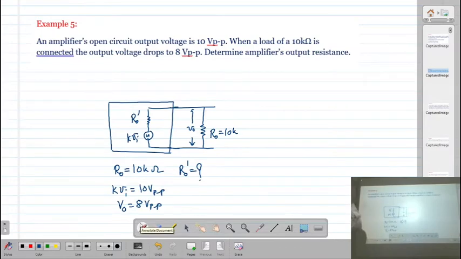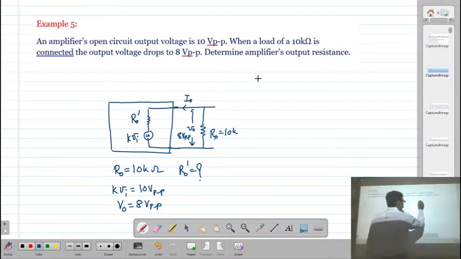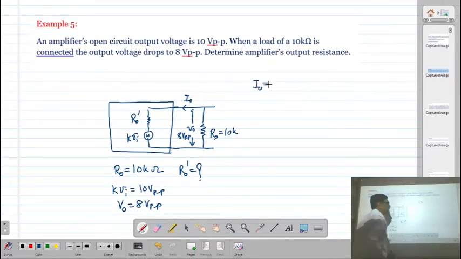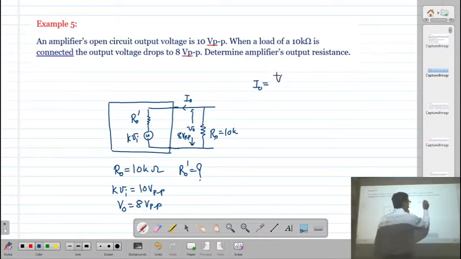See, what is the other method? Here the output voltage is given to you as 8 volt peak to peak. The load resistance is given to you, so you can calculate the output current. In the other method we are calculating the output current. IO is equal to what? It is VO divided by RO.